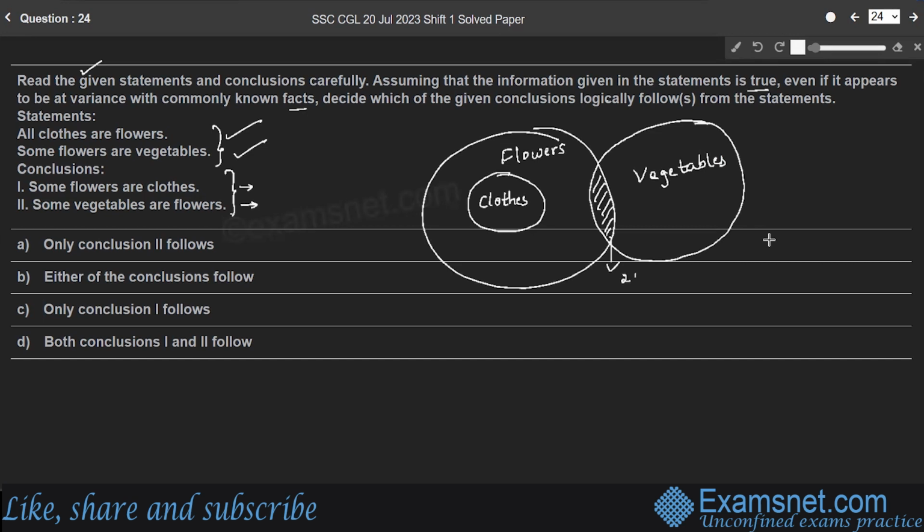So look at the conclusions. Some flowers are clothes. Yes, some flowers are clothes. This cloth portion is part of flowers also, right? Therefore, some flowers are clothes, a true conclusion. Whereas the second one, some vegetables are flowers. Yes, because of the second statement, some flowers are vegetables, it is vice versa. Some vegetables are flowers, are true conclusions. Therefore, both the conclusions are true, right? So look at the options. Both conclusions 1 and 2 follow. Option D is the right answer.